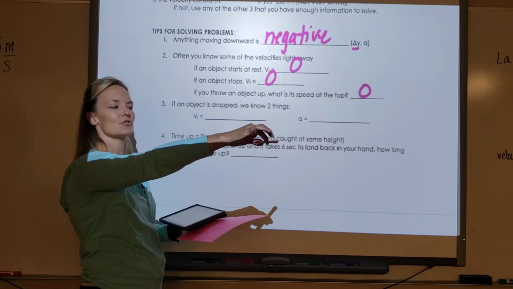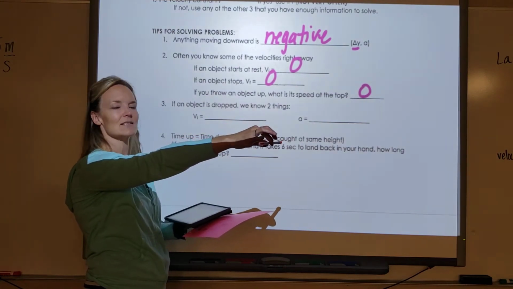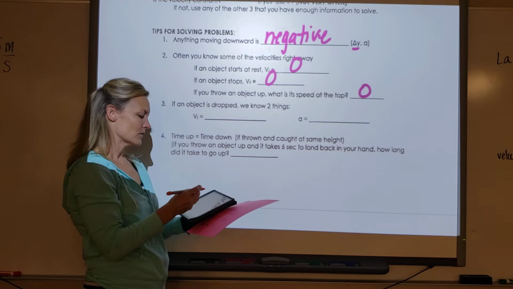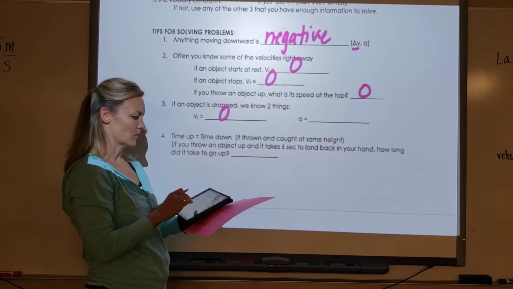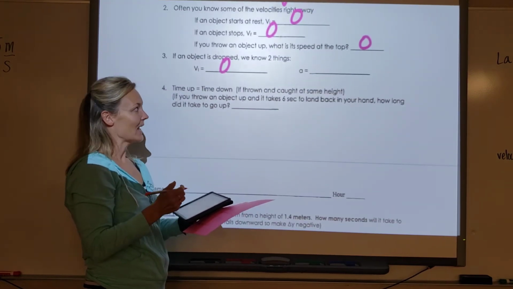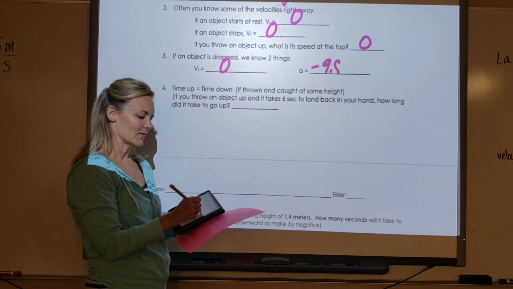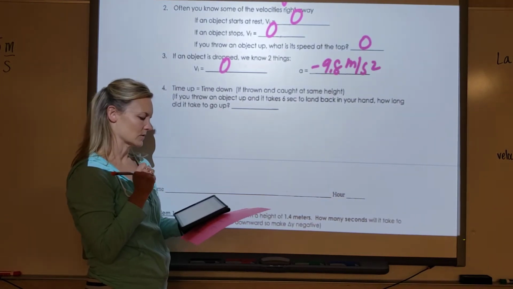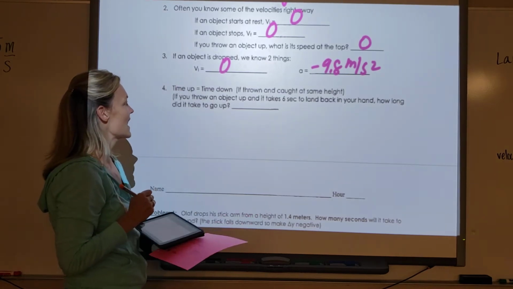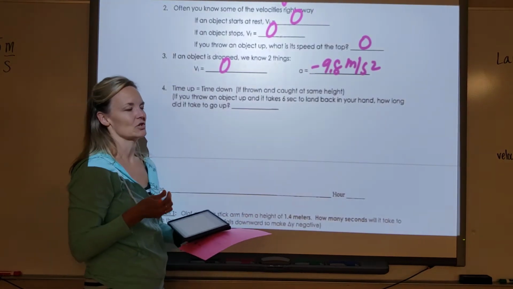You don't have an initial velocity before it goes. It takes a split second to speed up. So that initial velocity is equal to 0. And it falls because of gravity. So A automatically is negative 9.8 meters per second squared. And then finally, time up equals time down if you throw and catch it at the same spot.